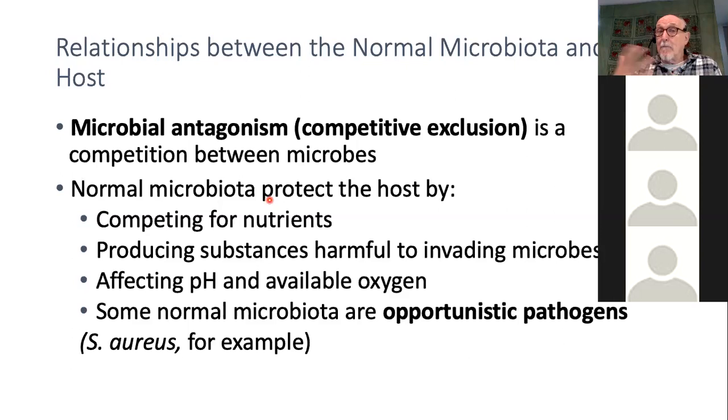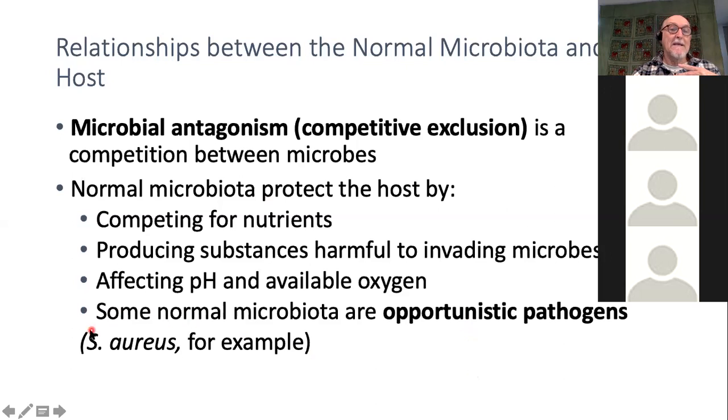So what they're doing is competing for nutrients. The bacteria of our microbiota may, in fact, produce substances which are harmful, antibiotics, which limit competitive bacteria. They change the environment. They make it unsuitable by altering pH, by altering the amount of oxygen, et cetera. It has to be said, though, that some of our microbiota may occasionally become opportunistic pathogens.